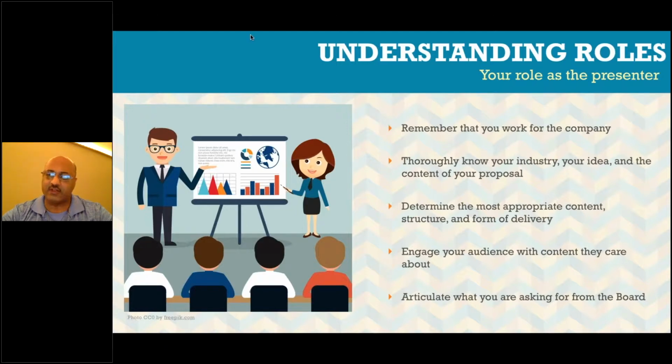Then articulate what you're asking for from the board. Don't be afraid to say exactly what your solution is, whether it be we need more money for funding to extend a project, because you are filling a need, providing a solution to a problem, or taking advantage of an opportunity. Somewhere in one of those three areas, you're asking for something. So be prepared to tell the board exactly what that is.